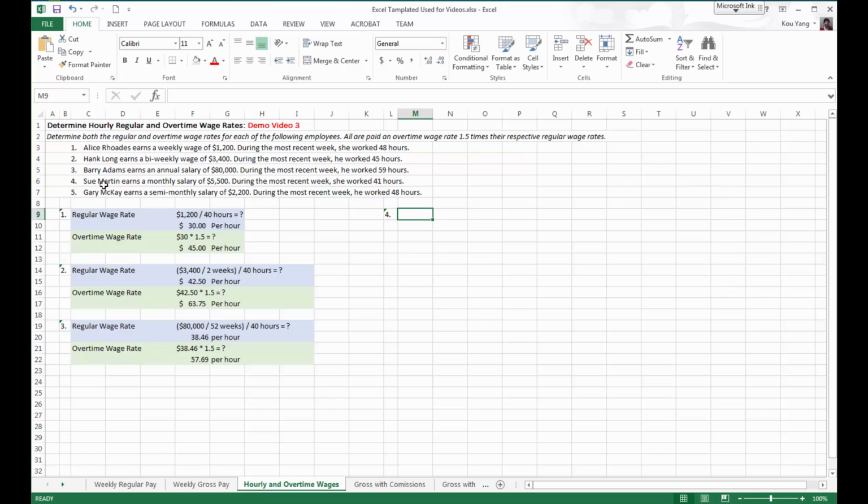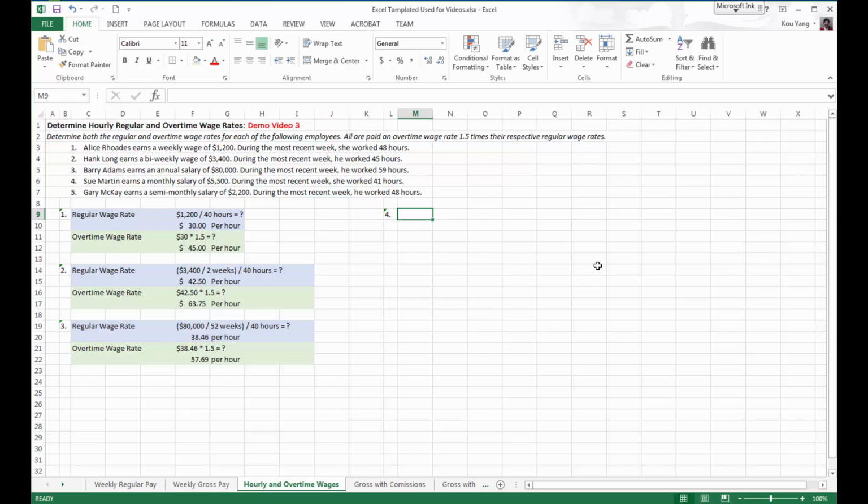So we're going to look at Sue Martin. She earns a monthly salary of $5,500. During the most recent week, she worked 41 hours. All right, so this is going to be a little different. When someone earns a monthly salary, we're first going to convert it up to an annual salary, and then divide it by the 52 weeks to find that hourly rate.